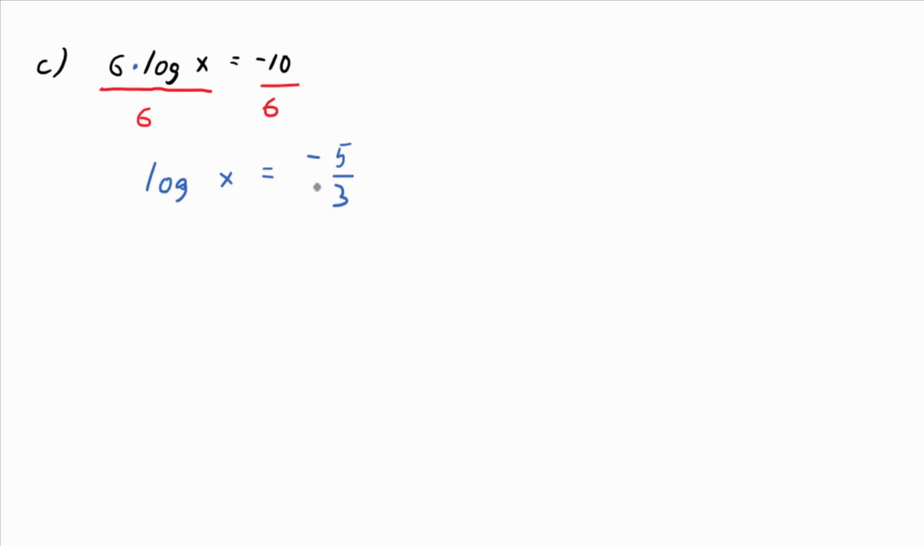-5/3. When you don't see the base of the logarithm, what is it? So if you want, throw it in there: log base 10 of x. Okay, you have a single logarithm on one side, a constant on the other. What do you do? Exponential form. What would this look like in exponential form?